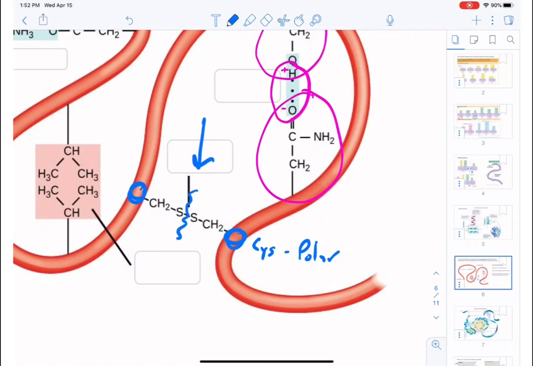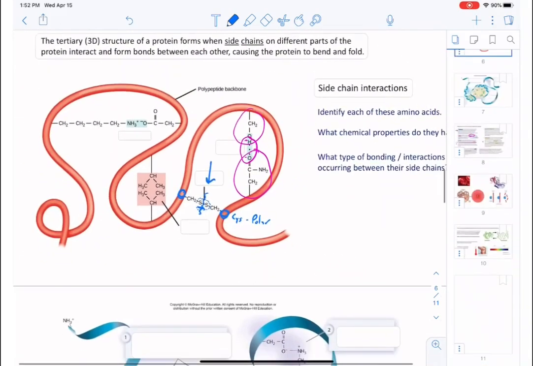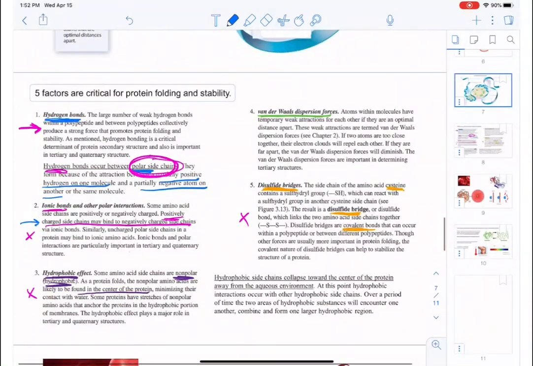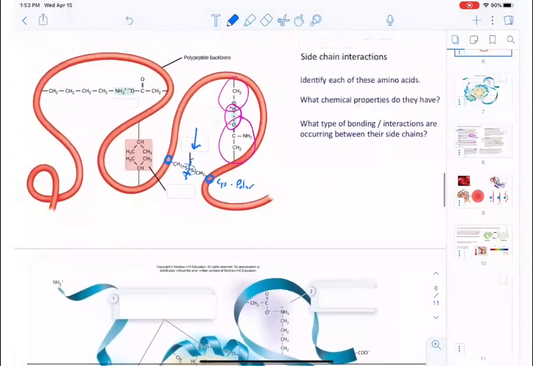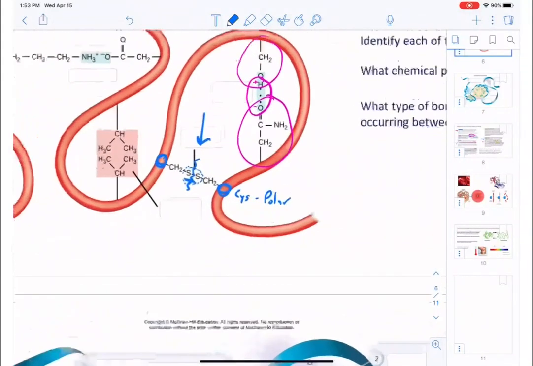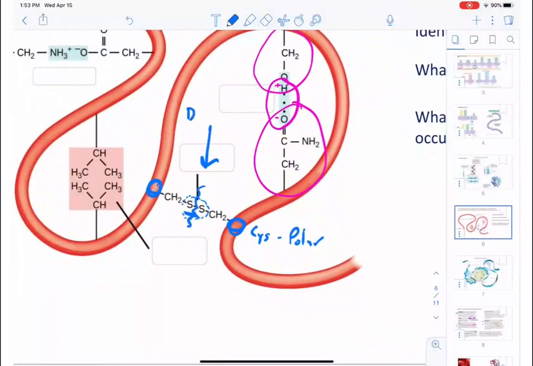Now the key here is that we see these two sulfur molecules. And when you see those two sulfur molecules linked together, that should direct you right here to these disulfide bridges, two sulfurs. So this is a disulfide bridge, and that's a covalent bond that's linking those two together.